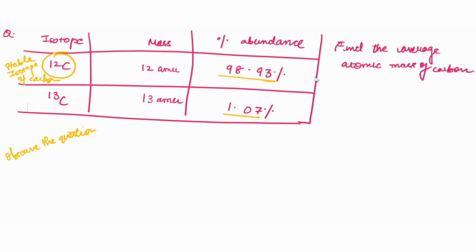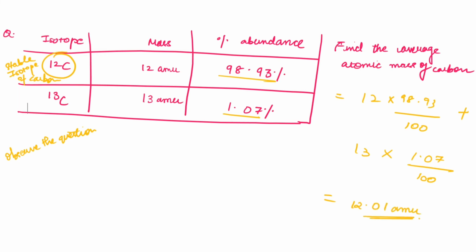So I will actually calculate the average atomic mass, and let's see how much we are actually getting. So what do we do? 12 into, that is mass, into relative abundance, 98.93 by 100, plus 13 into 1.07 by 100. So solving, I am getting 12.01 AMU. So what is it? It's nothing but 12. Okay. So didn't we guess even before actually multiplying and dividing by 100 and then long addition? We didn't do all that. We guessed it right just by seeing the question.